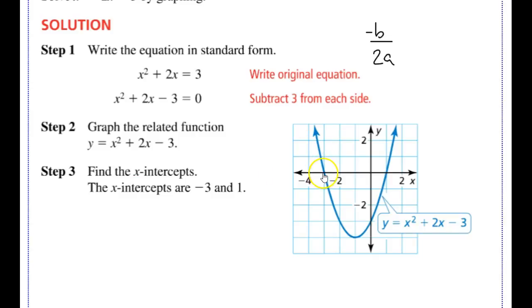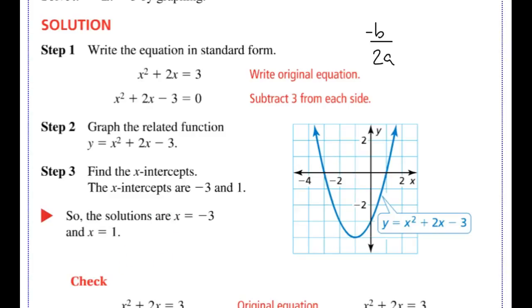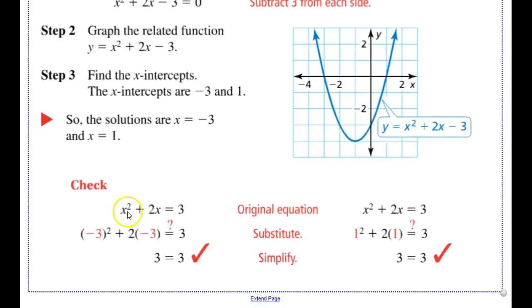So from my graph, I see that my x-intercepts are at a negative 3 and a positive 1. That's the place where my graph crosses the x-axis. So my solutions are x equals negative 3 and x equals 1. So now I can just double check. I put these both back into my original equation, and remember I always use my parentheses, and they both end up working. So they both are valid solutions there.